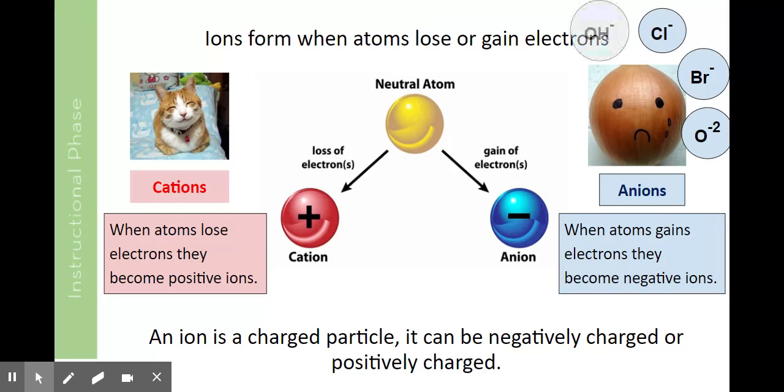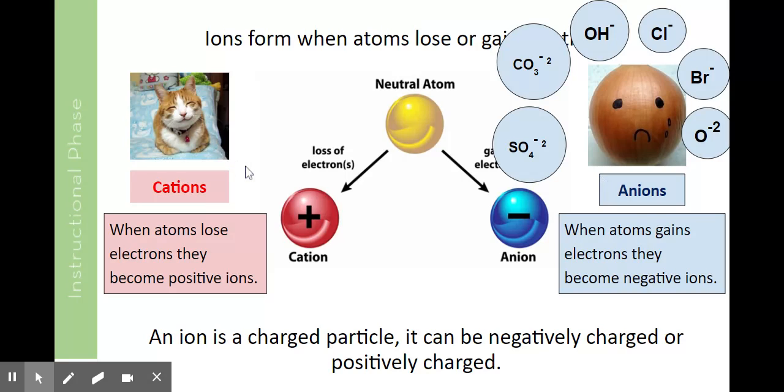Now, some other ions you do need to be aware of. Hydroxide ions, OH minus. Again, it's got a negative charge, so it must be an anion. A carbonate ion, CO3 minus 2. And a sulfate ion, SO4 minus 2. Now, what you'll notice is all of these anions are non-metals. So non-metals form negative ions.